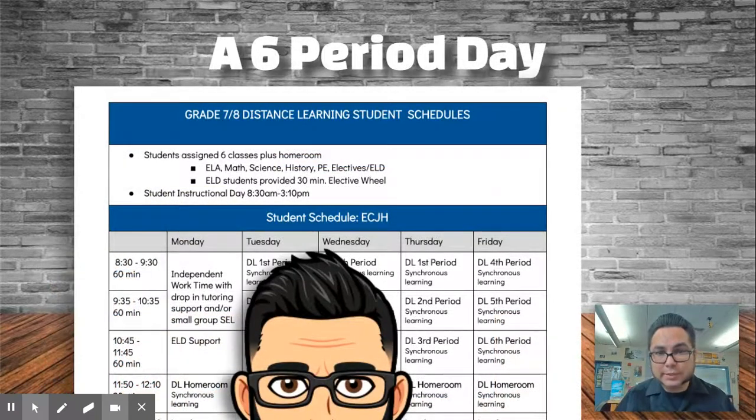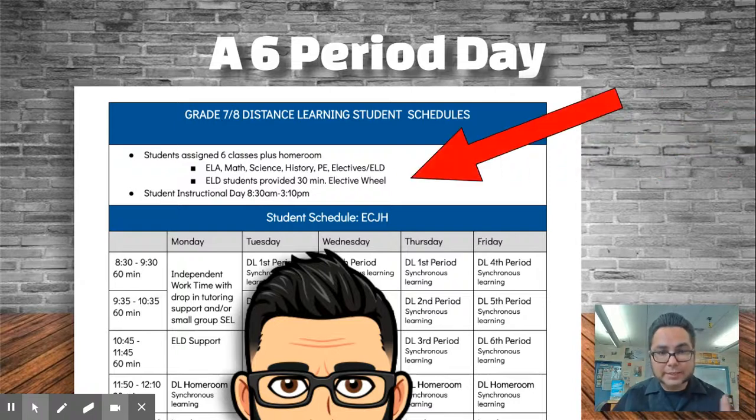Our schedule will have 6 periods built into our day. As you can see here, we will have English, math, science, history, PE, electives, and our ELD classes. Those ELD students will be provided 30 minutes of an elective that's built into the day. We'll talk about that later. Your day begins bright and early at 8:30 a.m. and it will end at 3:10. So we expect you to be here every day on time, being prepared with all your materials, following the Zoom etiquette, and ready to learn.